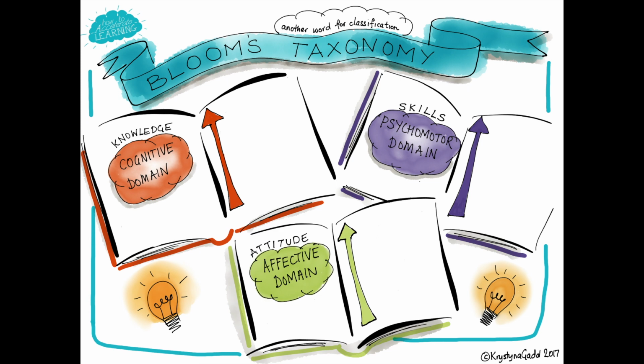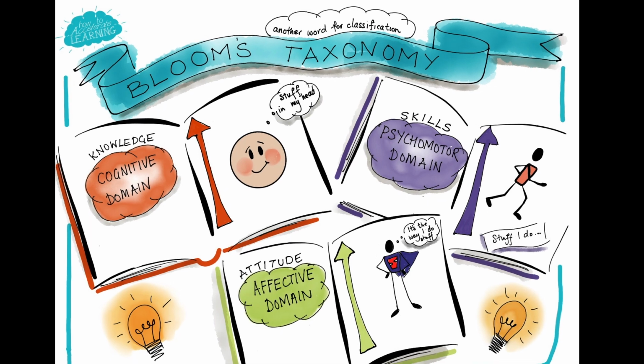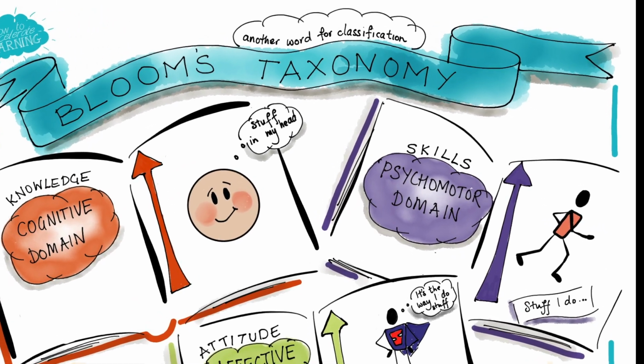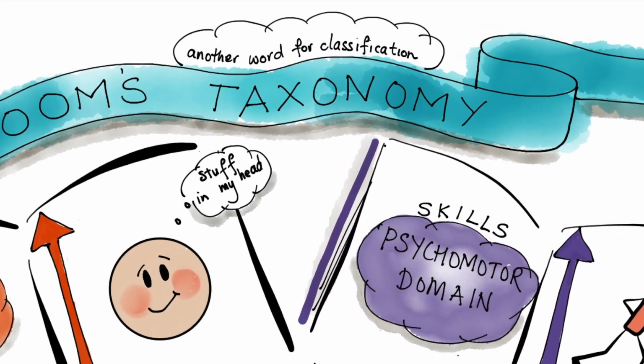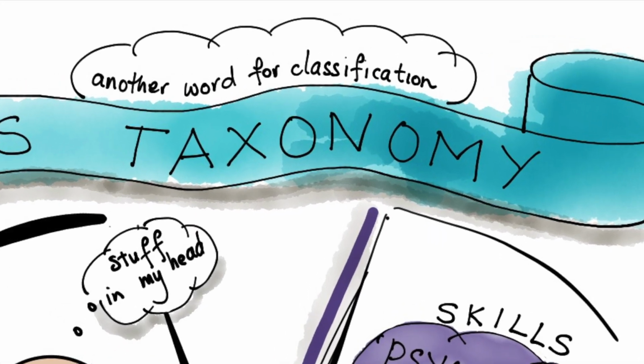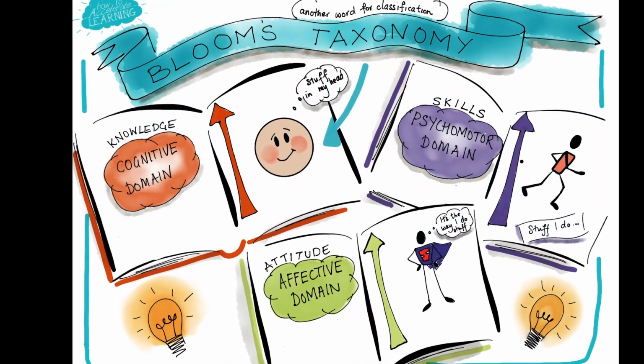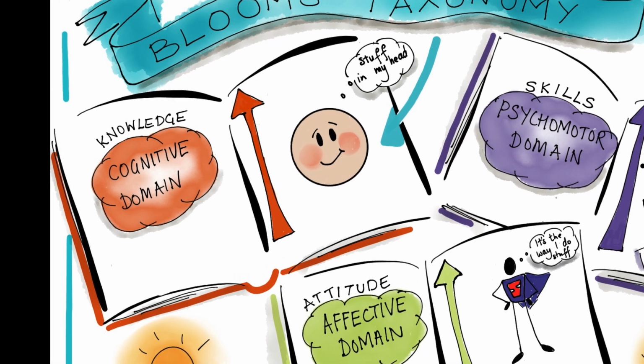Essentially, there are three domains. When he named those three domains, I believe he shot himself in the foot, but it wasn't the first time. The first time he shot himself in the foot was by calling it Bloom's Taxonomy. Taxonomy simply means classification. The first domain, the cognitive domain, is all about knowledge. It's stuff that you have in your head.